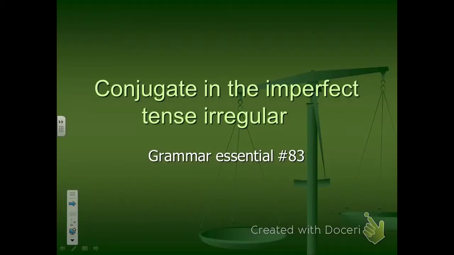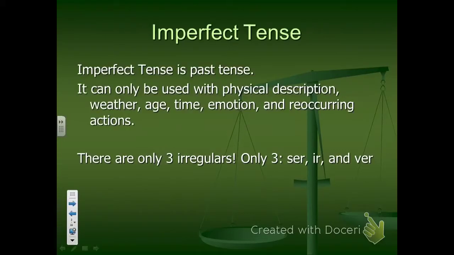So now we're going to talk about the irregulars. And remember from the previous lesson, there's only 3. The imperfect tense, like we've said, is the past tense. We only use it with physical descriptions, weather, age, time, emotion, and reoccurring actions. You might want to get that down. It's not so important right now, but it will be very important in about 3 weeks.